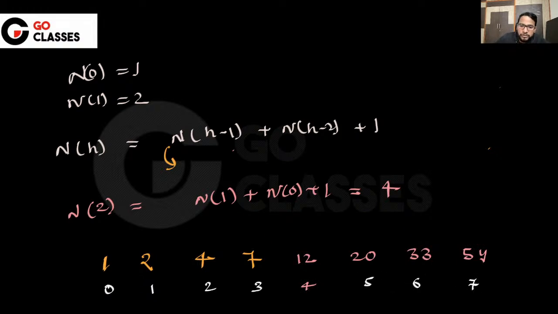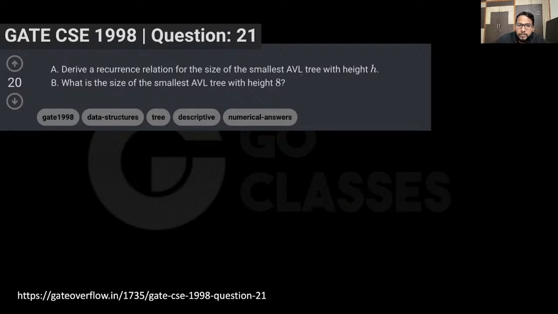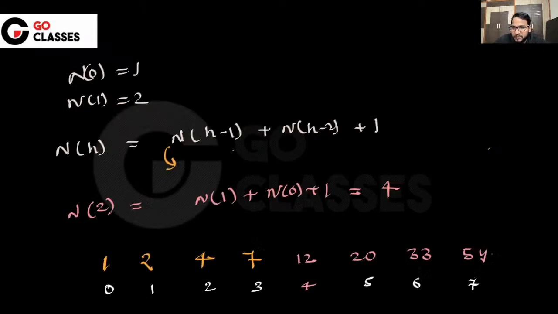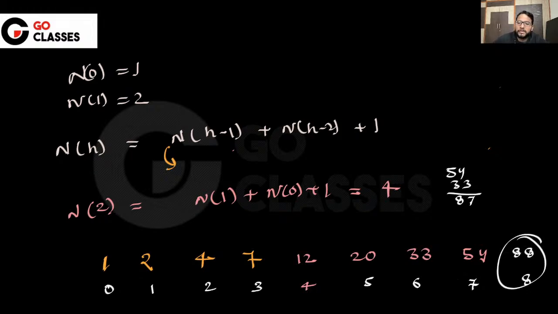This is 4, this is 5, 6, 7. And I think in the question they have asked for the minimum number of nodes in an AVL tree. Okay, they have asked for the general recurrence and what is the size of the smallest AVL tree with the height h. So for the height 7, this is the answer. For the height h, it is 54 plus 33, which is 87 plus 1, which is 88. 88 is the answer for the height h, right? Minimum number of nodes is 88 for the height h.